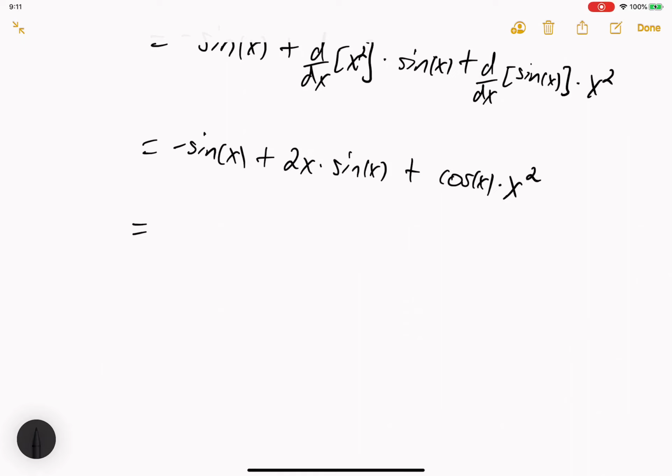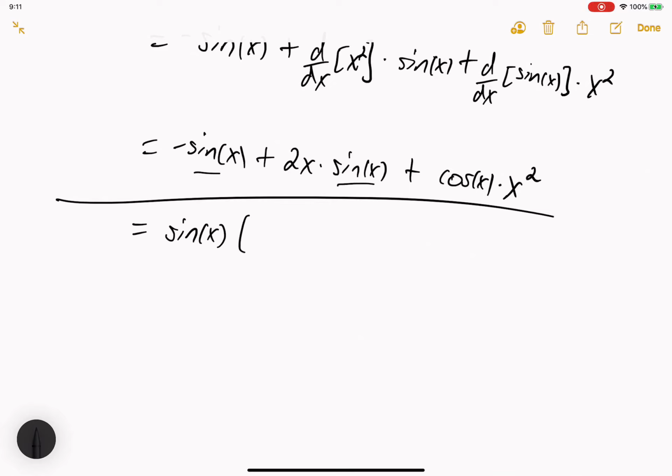And again, like what I've told you before, you can just stop right here. You're good to stop right there. That's fine. You don't need to simplify. I just like to simplify. So there's a sine here, and a sine here, so we'll pull out that sine of x. What we'll get remaining is a 2x and a negative 1, plus that cosine of x times x squared. And we can leave it like that.